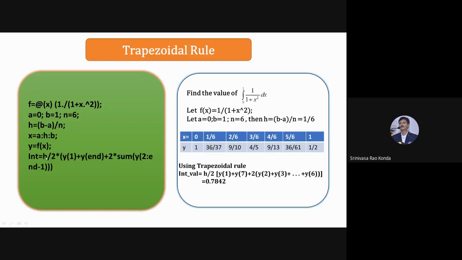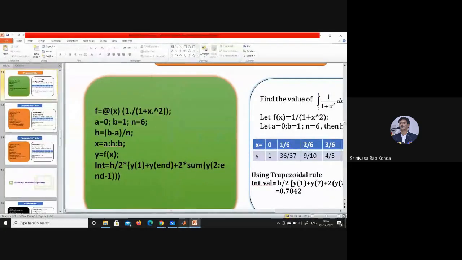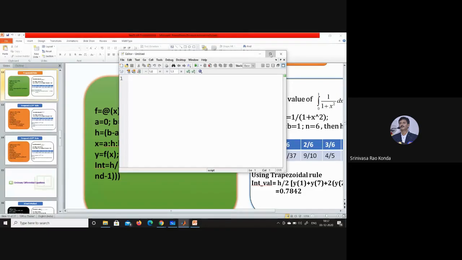Then the integral value is equal to h by 2 into the first value plus the last value, y1 plus yn, plus 2 times the sum of the remaining values. Remaining values means y of 2 colon n minus 1. We will get the integral value. First I will execute these commands in this problem, I will write the program for this one, then we'll think about the remaining concepts.